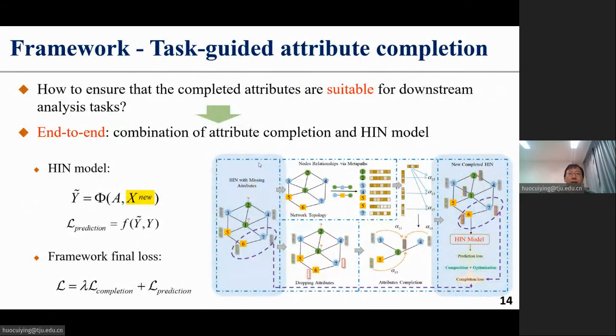The last part is a combination of the above process with the heterogeneous GNN model, which can make the attribute completion guided by the task. As I have mentioned earlier, our attribute completion process is learnable and supervised by the dropped attributes. Because of this, we can combine the attribute completion with the GNN model into an end-to-end unified framework, where the final prediction loss will also measure the performance of attribute completion.